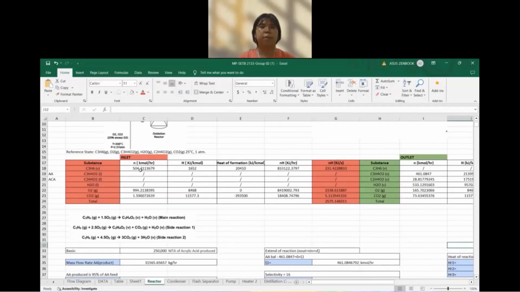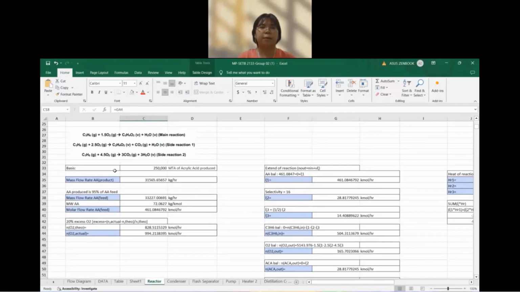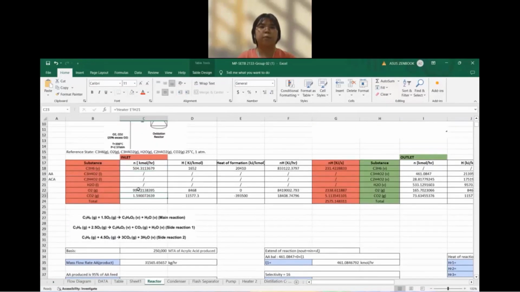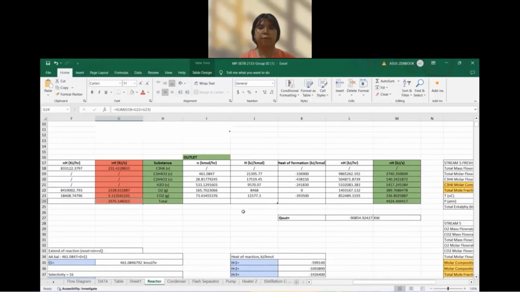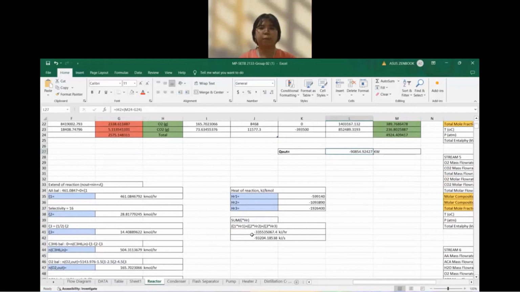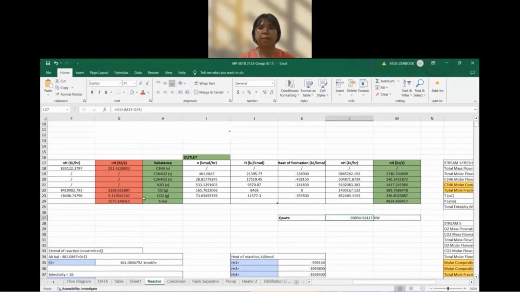For the enthalpy table, we key in the molar flow rate we already calculated before, except for CO2. For CO2, we link it from the heater 1. And the H value, we already calculated manually and typed in manually. For NH, we times the N value and H value. And this is the unit conversion. And we sum up all the NH. And we do the same thing for the outlet. And for the Q out, which is the summation of heat of reaction, plus NH out minus NH in.